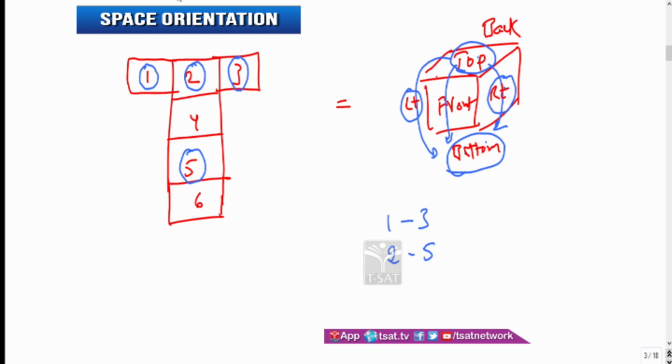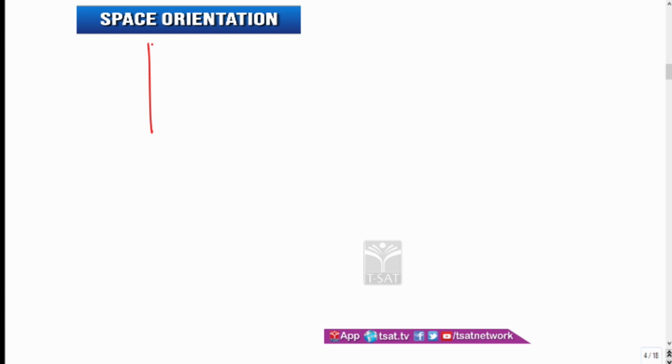In the same way, between 4 and 6 there is only 5 present. So I can say that 4 is opposite to 6. So here the keyword is: between two opposite faces only one face is present. For example, if the image appears like this.